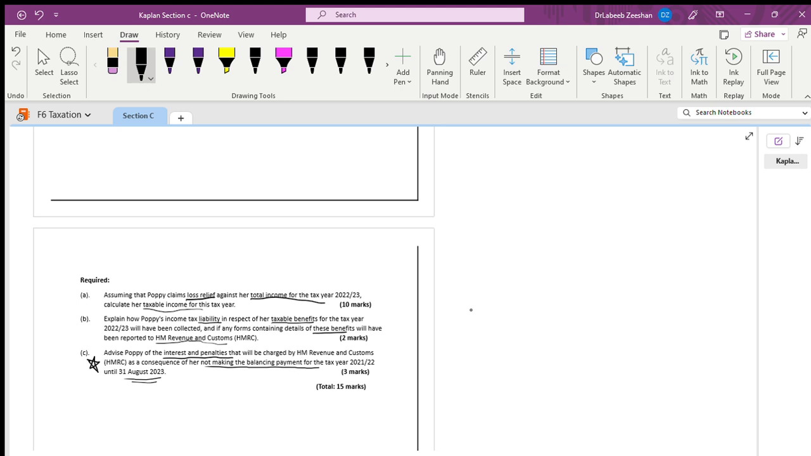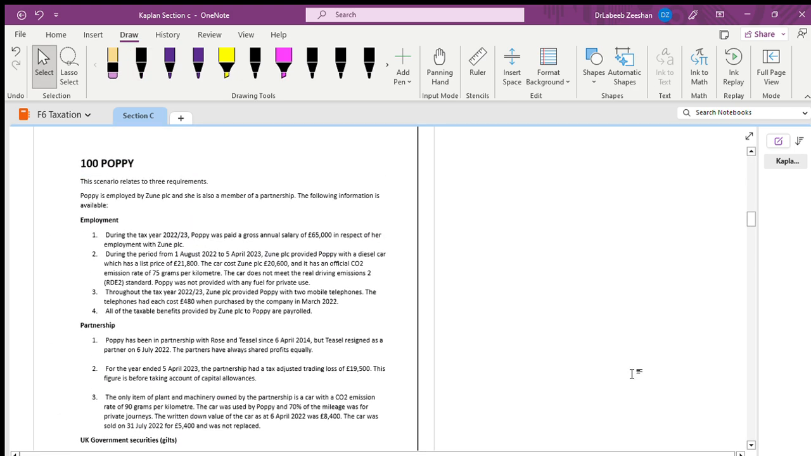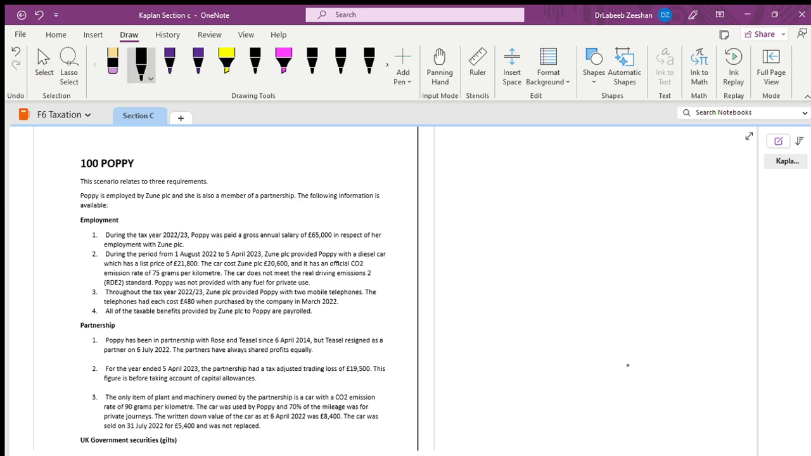There are three questions. One is about the total taxable income. The second is how it has to be reported to HMRC. The third one is in terms of the penalties. Now come to the question as such. This relates to three requirements.